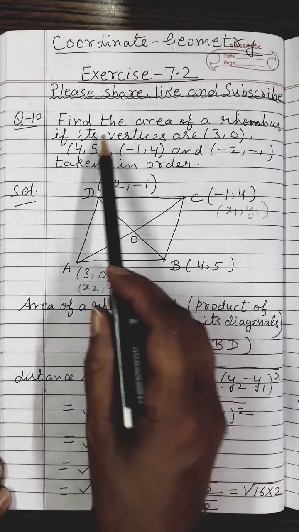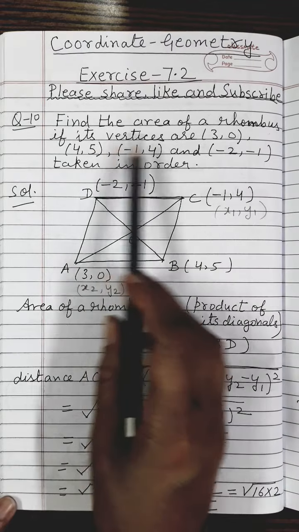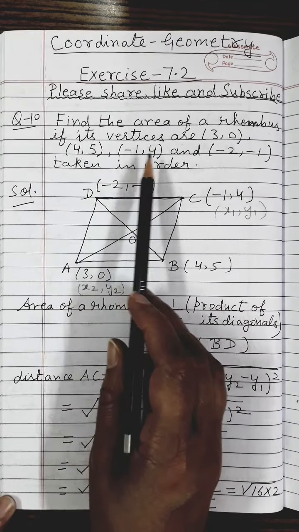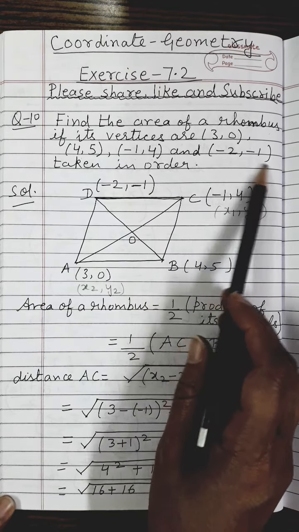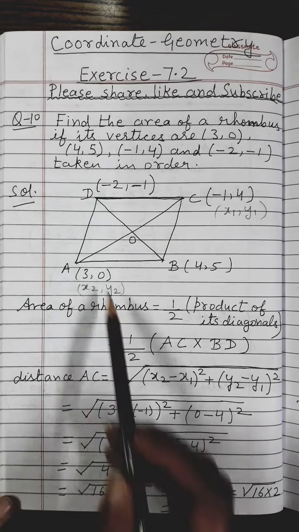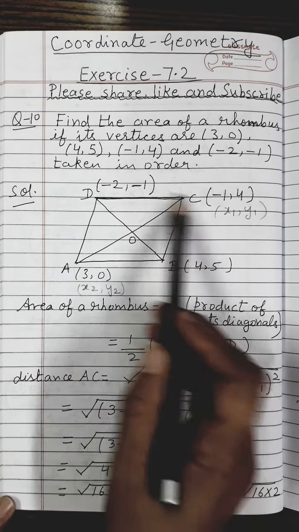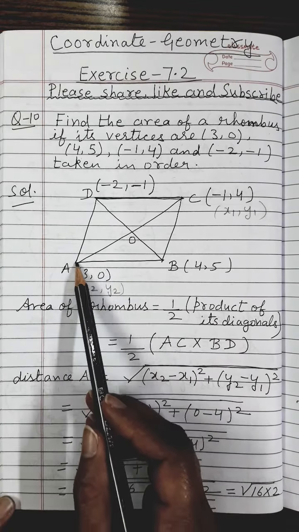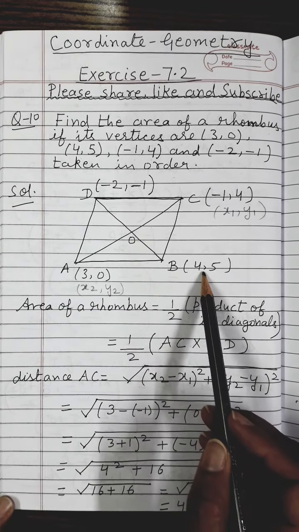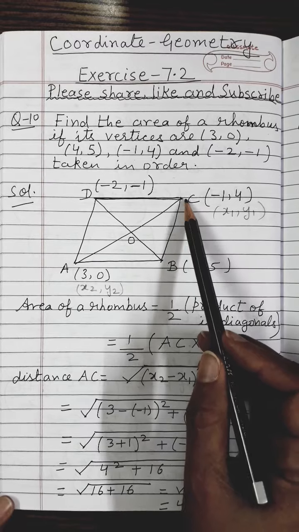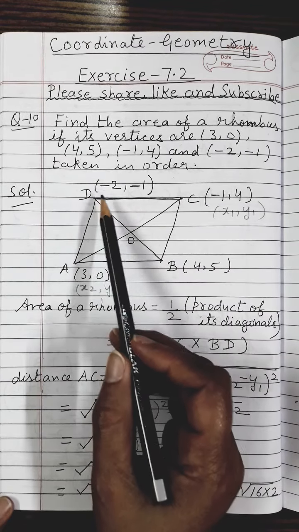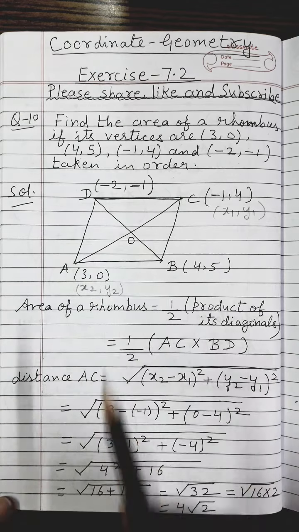The question is: find the area of a rhombus if its vertices are (3, 0), (4, 5), (-1, 4) and (-2, -1) taken in order. So come to the solution. Let us draw the rhombus ABCD. Coordinates of point A are given as (3, 0), point B as (4, 5), vertex C as (-1, 4), and vertex D as (-2, -1).